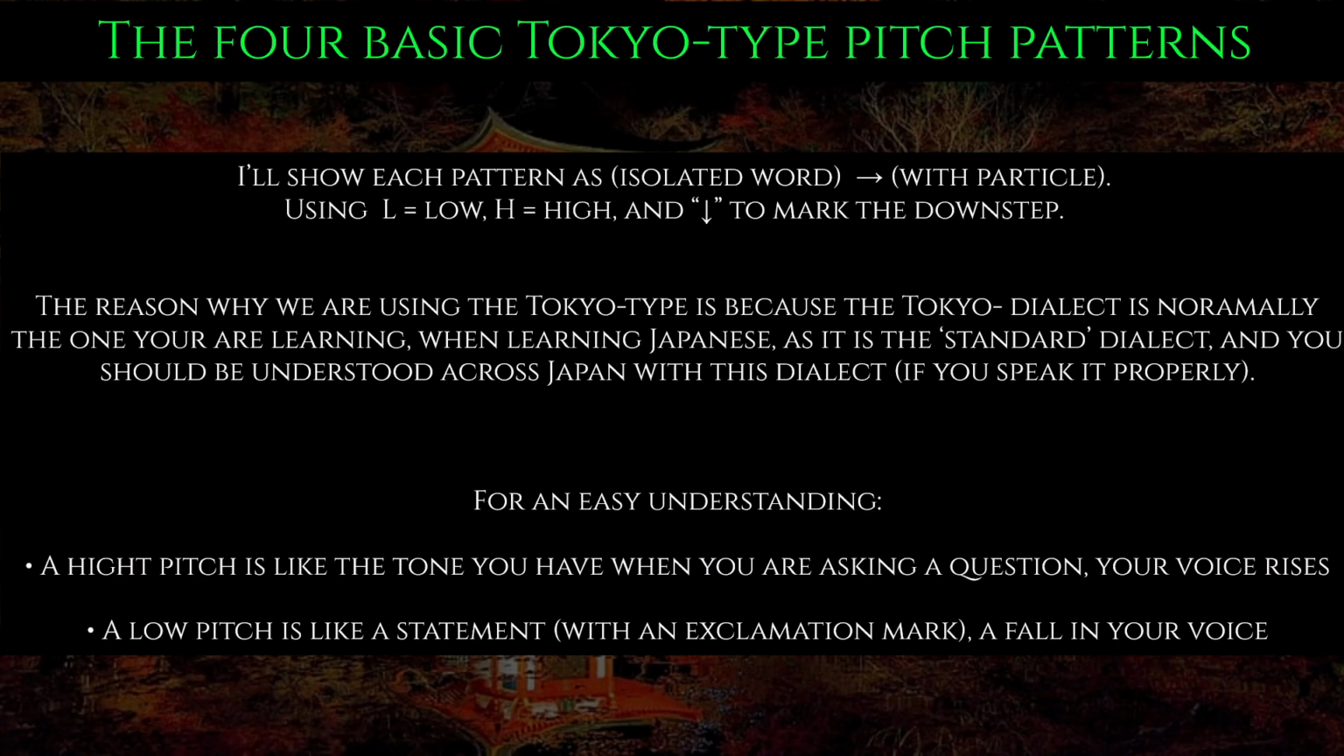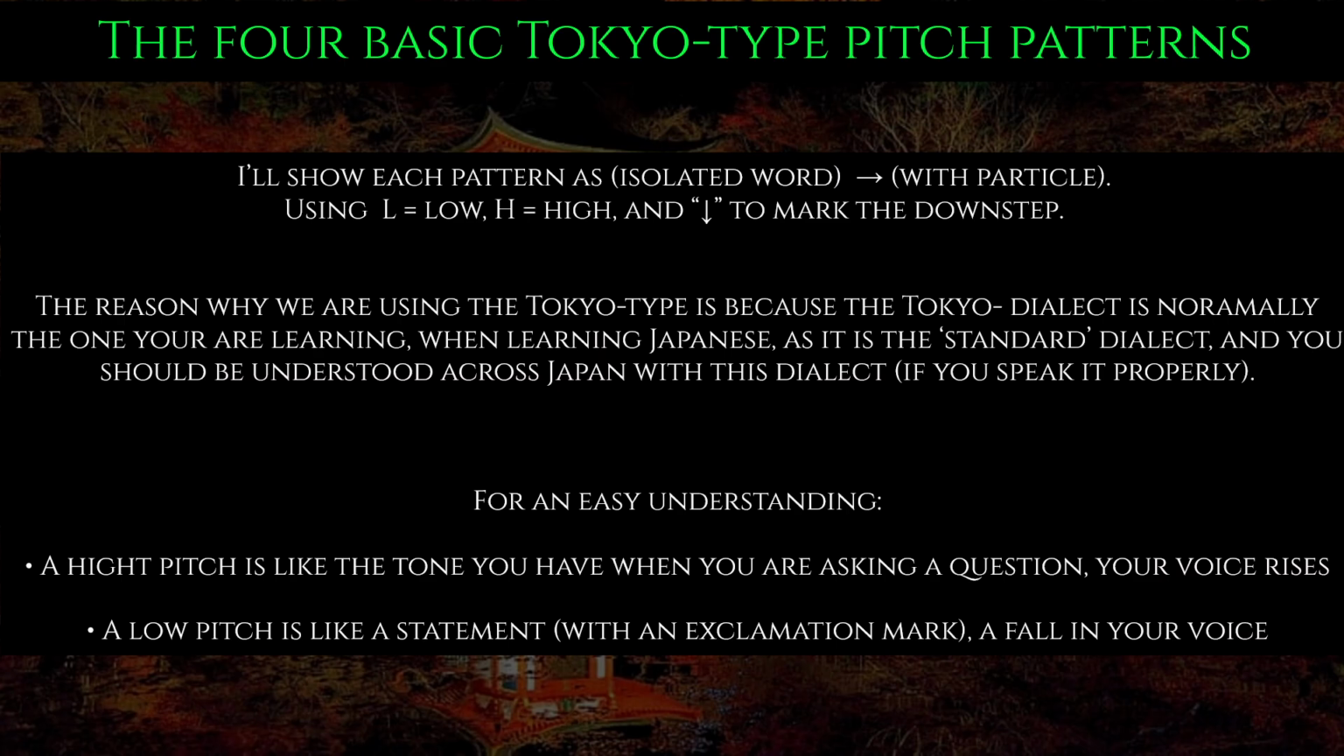With that out of the way, we are already coming to the last part of this rather short lesson. The four basic Tokyo type pitch patterns: name, contour, and what happens when a particle, for example ga or ni, is attached. I will show each pattern as isolated word and with particle, and we will use L for low and H for high, as well as the arrow down to symbolize the downstep, just a visual representation.